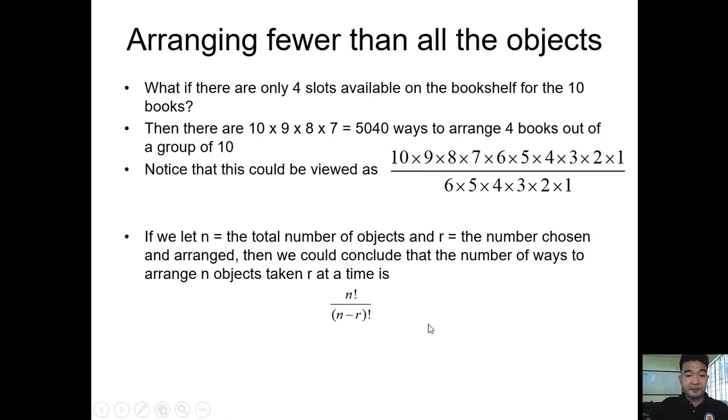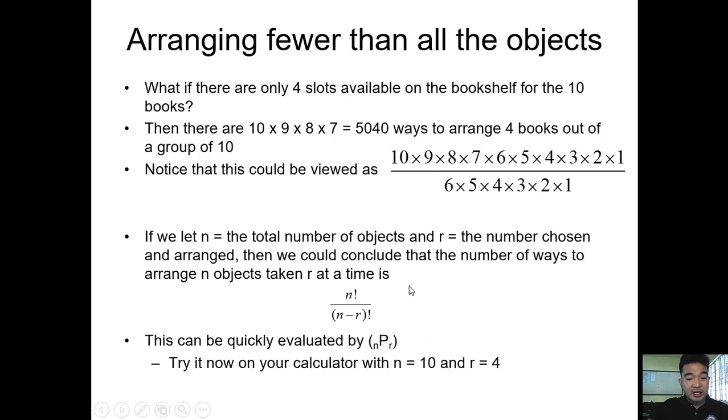Okay? This can be quickly evaluated by this notation, the permutation of n taken r at a time. So we read this as permutation of n taken r at a time. If you have a calculator with you, you may try it and you will have the same answer of 5,040. Okay?